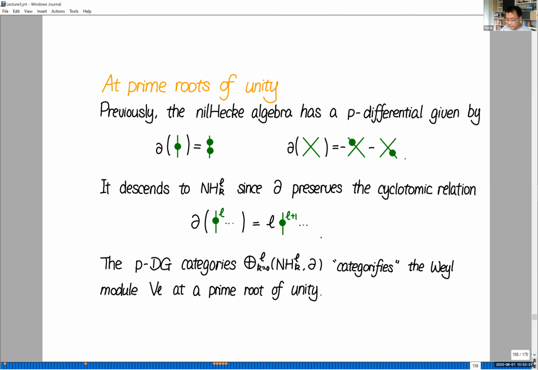So this pDG category, in some sense, categorifies the Weyl module, but categorifies has to be put in quotes, because if you directly take the derived category of these pDG algebras, it's actually smaller than the Weyl module. As you will see in one of the exercises, because in the pDG world, Morita equivalence is a very subtle relation.